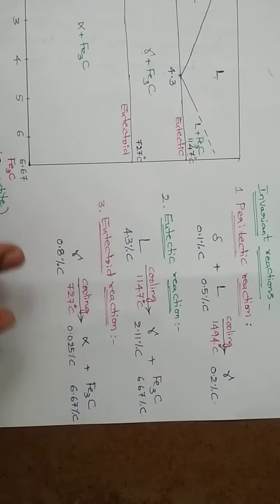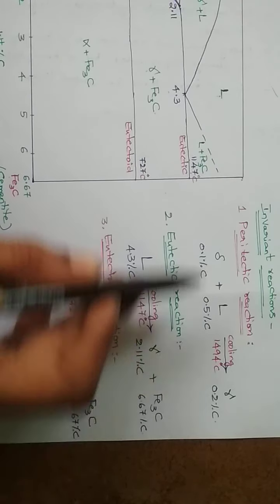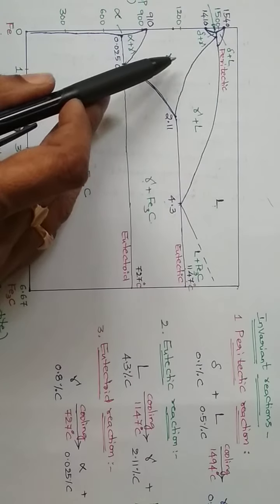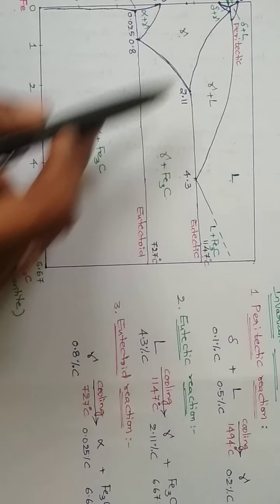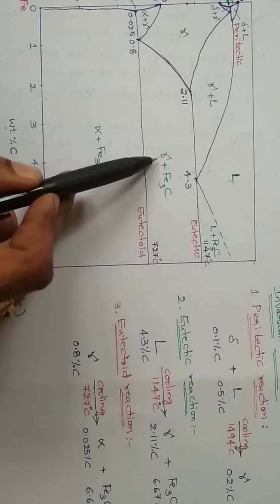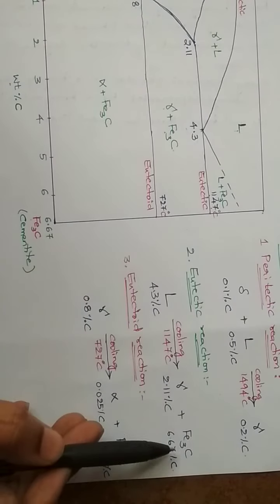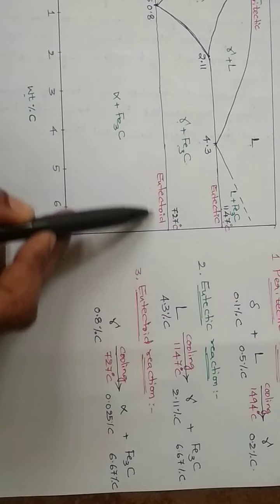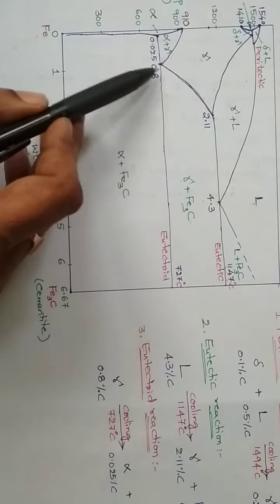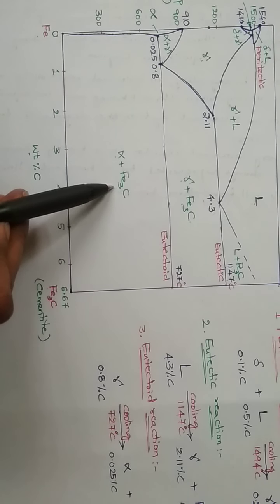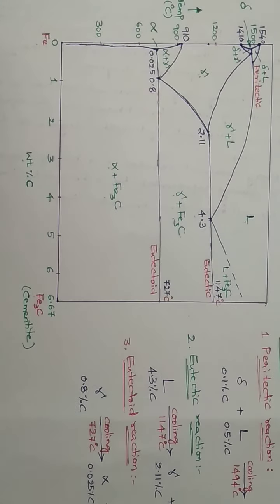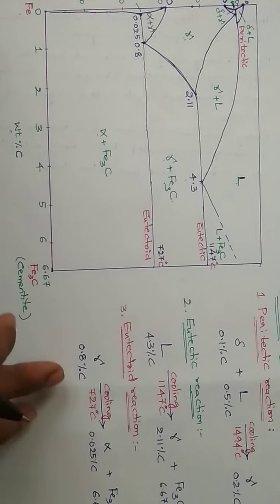Okay, so these are the three invariant reactions. At 1494 we have peritectic reaction, where liquid plus delta on cooling gives rise to gamma iron, and eutectic reaction at 1147 degrees centigrade, liquid on cooling transforms to gamma plus Fe3C. And the third reaction is the eutectoid reaction taking place at 727 degrees centigrade, where gamma on cooling transforms to alpha plus Fe3C. So we have seen the three reactions.